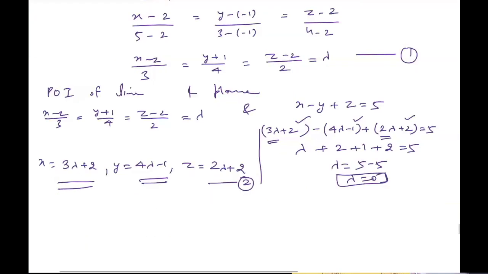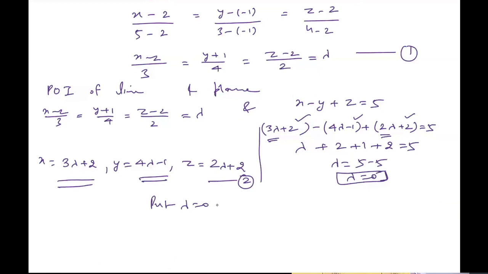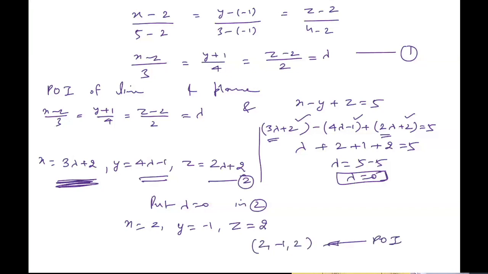So put lambda equals 0 in equation number 2. So we will be getting x equal to 2, y equal to minus 1, and z is equal to 2. Very good. So this is the point 2, minus 1, 2. This is the point of intersection of the line and plane.